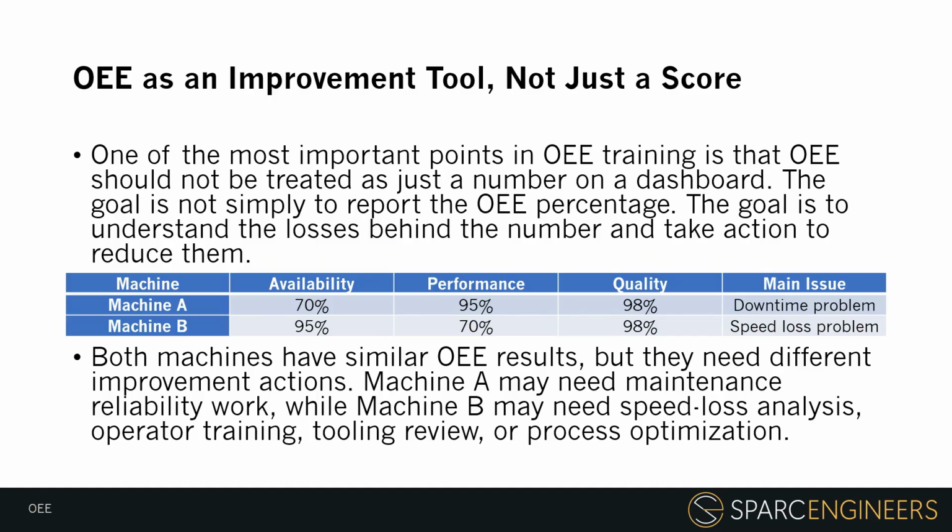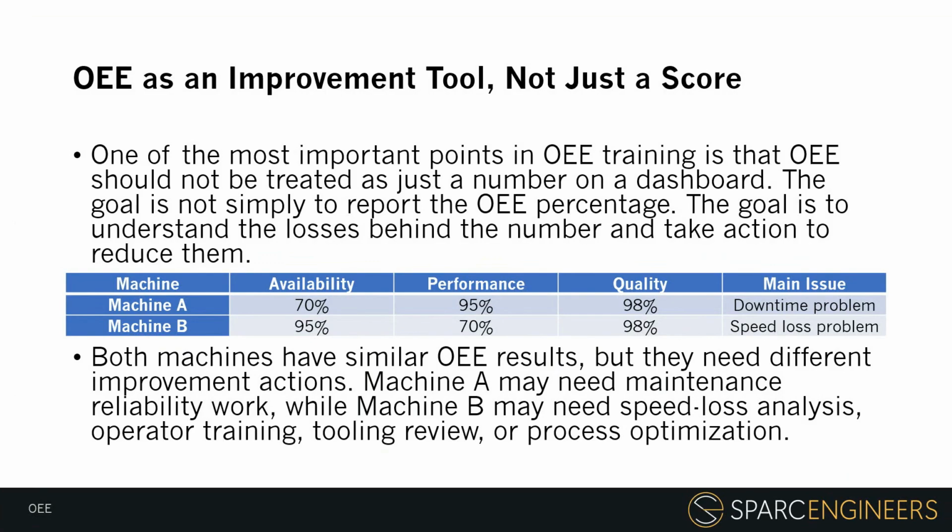Machine A has a clear availability issue. This means the machine is not running enough during scheduled production time. The improvement focus may need to be on breakdowns, maintenance response, changeovers, setup time, waiting for materials, or other downtime causes. Machine B has a clear performance issue.